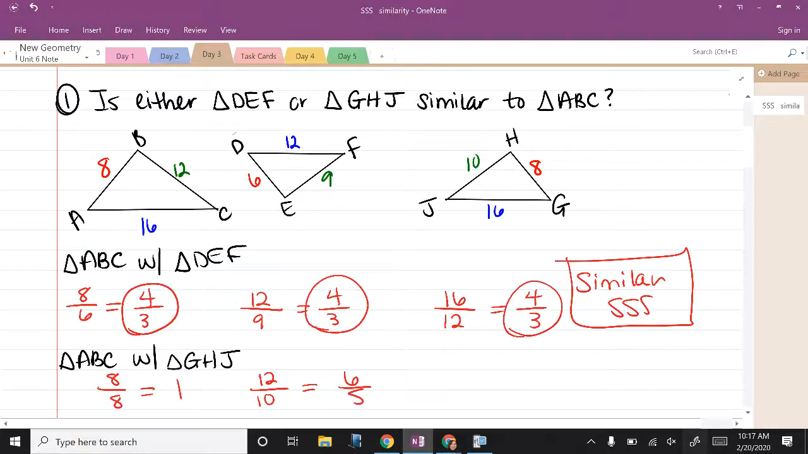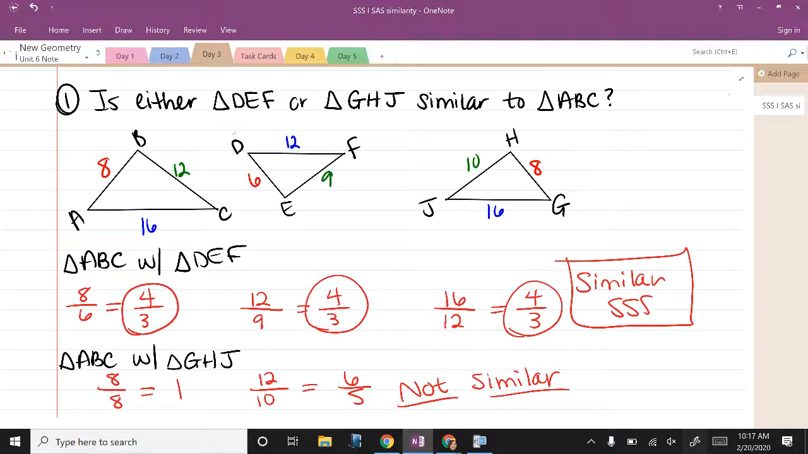Are those equal ratios? No, so these would be not similar. So if they reduce down to the same ratio, they're similar. If they are not reducing down to the same ratio, they're not similar. So do y'all see how to check that? Okay, so you do all corresponding sides.